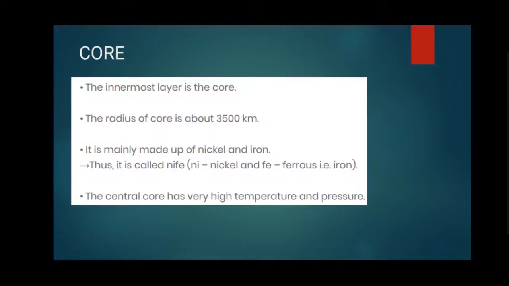Okay, children. Next, core. The innermost layer is the core. Core is the innermost layer. The radius of the core is about 3500 km. It is mainly made up of nickel and iron. Thus, it is called Nife. Ni stands for nickel and Fe stands for ferrous. The central core has very high temperature and pressure. That place will be having very high temperature and pressure.